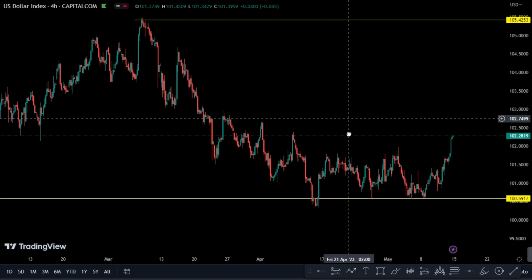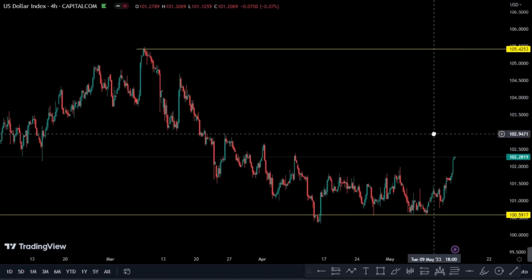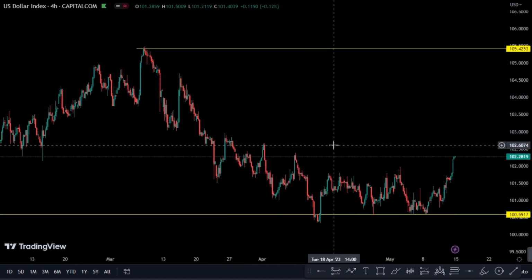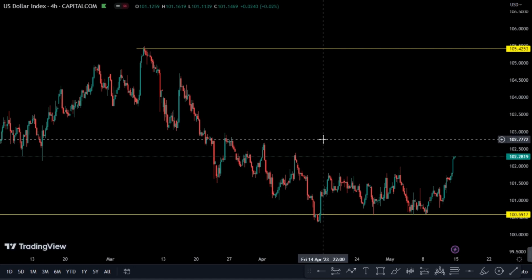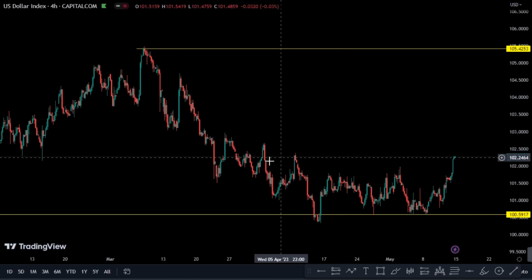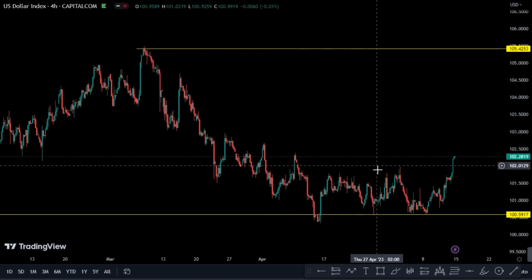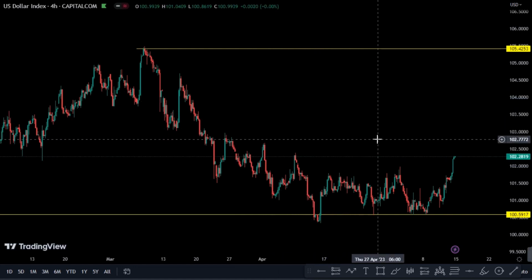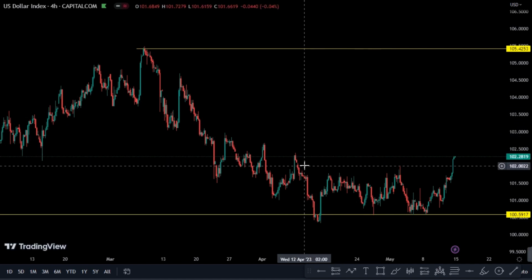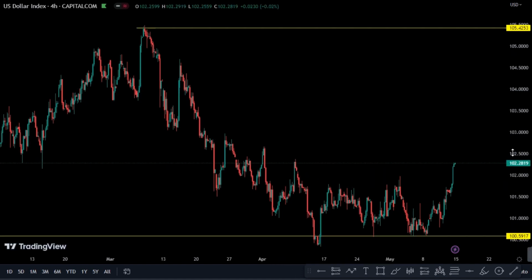And once the structure is broken, it is going to serve as the opposite structure. So whenever a support is broken, it is now potentially going to serve as a resistance. Same goes for your resistance as well. Whenever a resistance is broken, it is potentially going to serve as support, and that will carry the market from that current structure to the next structure.